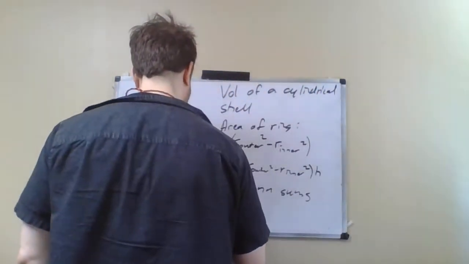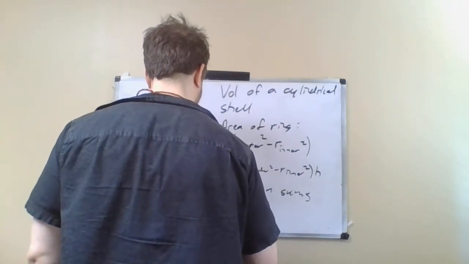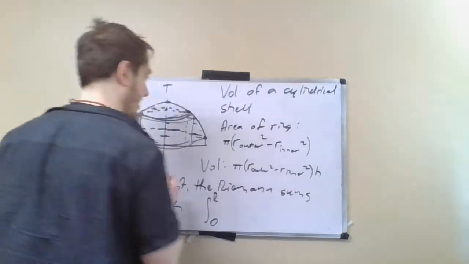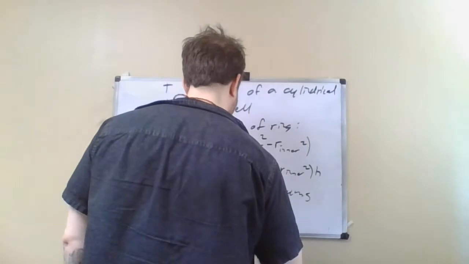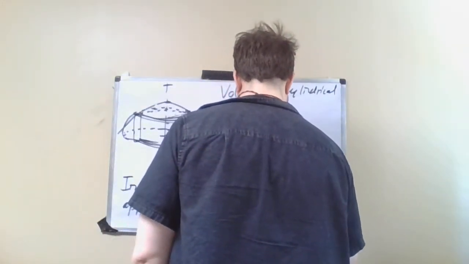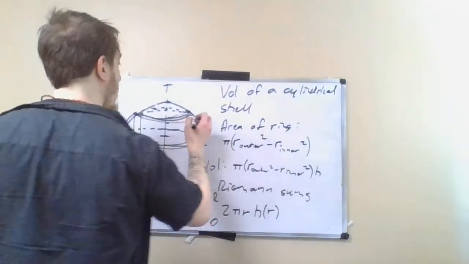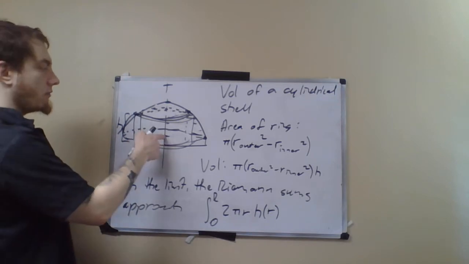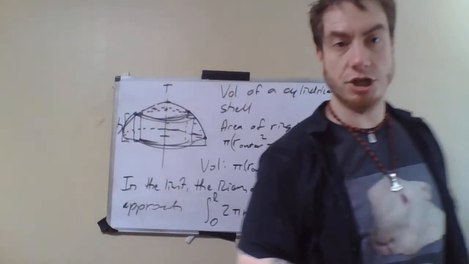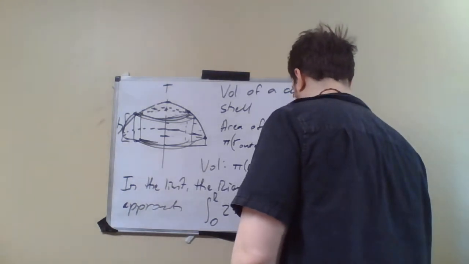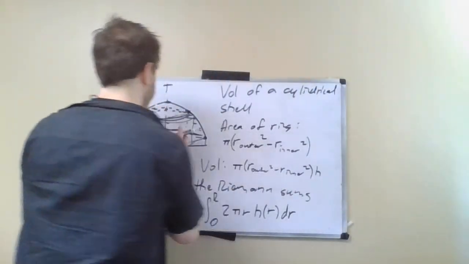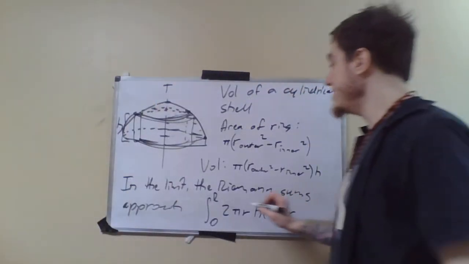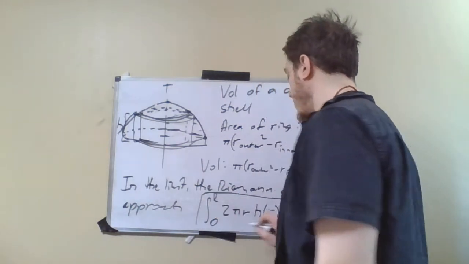And so what we get is the integral from 0 out to whatever the full radius is here of 2 pi r times the height as a function of r, where the height here is the height of the cylinder given as a function of our radius away from the axis of rotation. And we integrate this radially, meaning that we are integrating perpendicular to the axis of rotation. And so this gives us another way of finding the volume.